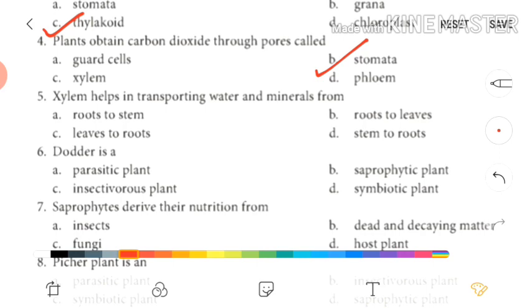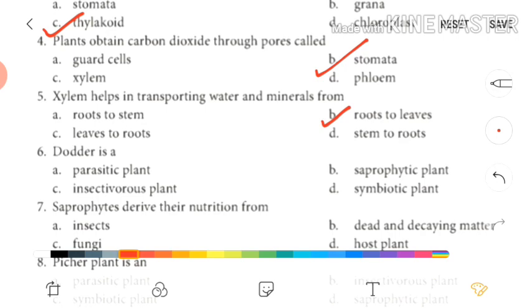Now fifth one, xylem helps in transporting water and minerals from roots to leaves, right? This is the xylem. And in phloem, prepared food will be transported to the parts of the plant. This will be done by the phloem, right?